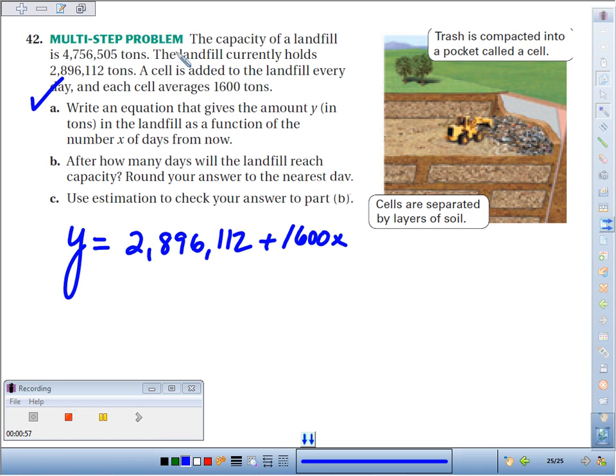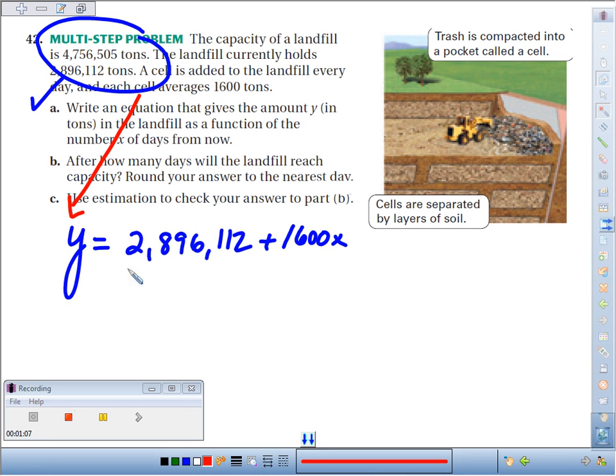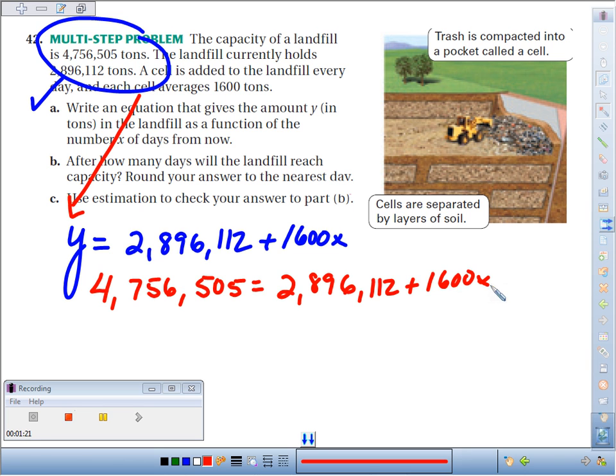It's going to reach capacity when we hit that 4,756,505 mark. So we're going to substitute that in for y. 4,756,505. When is that going to equal my current trash level? 2,896,112 tons plus 1,600 tons per day. So if we fence, post, and solve, we'll subtract 2,896,112 from both sides.